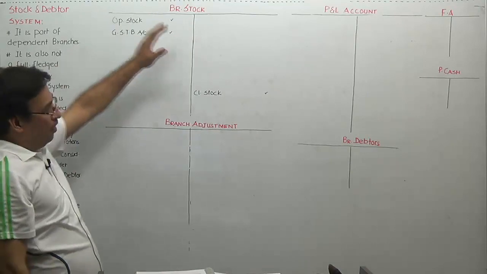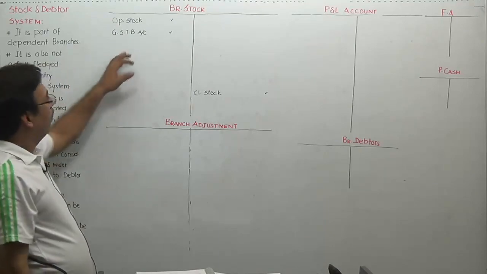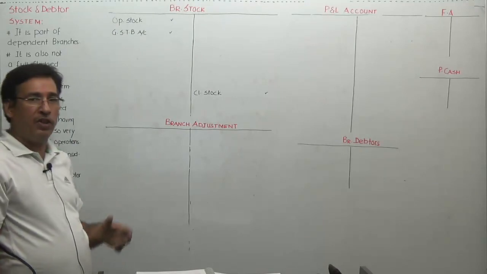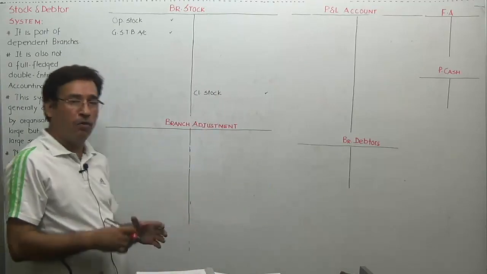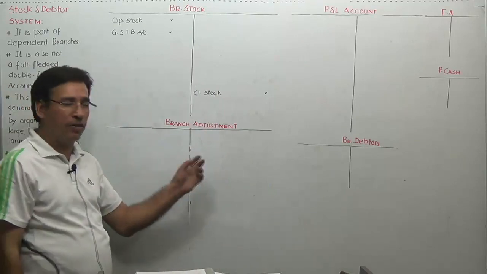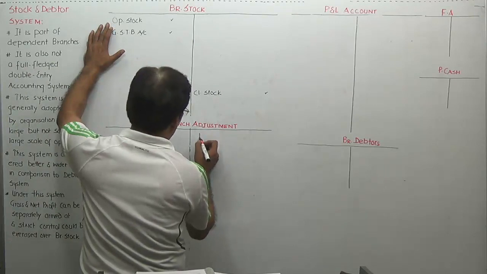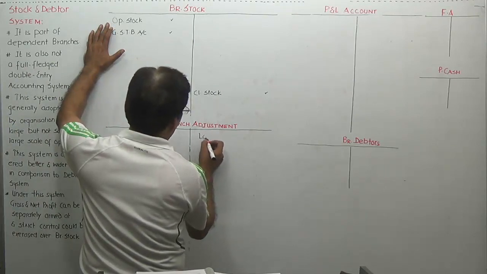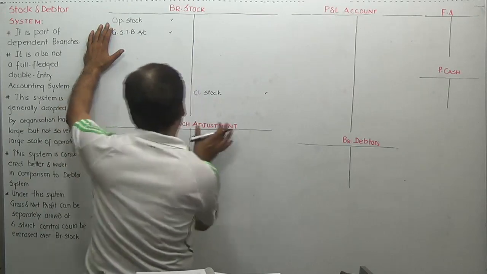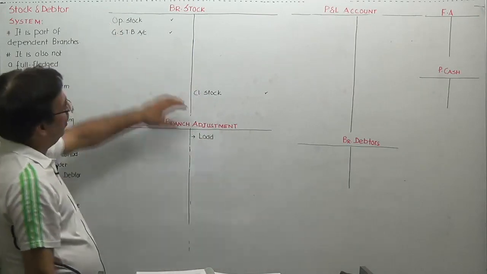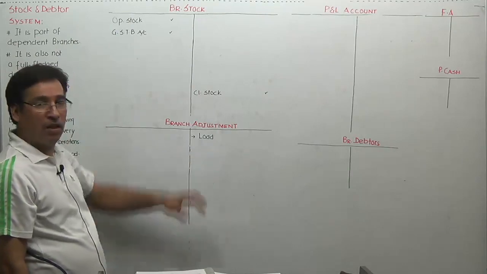Now, we have just done the invoicing questions and we have seen that if goods are sent at invoice price, and most of the time head office would send the goods at invoice price, we will have to do some adjustments with respect to loadings. So if there is opening stock, we are going to write here loading. That means under the stock and debtor system, the branch adjustment account name itself is suggesting it is doing adjustments with respect to loadings. All the loadings will be encompassed here. Is it clear to you?